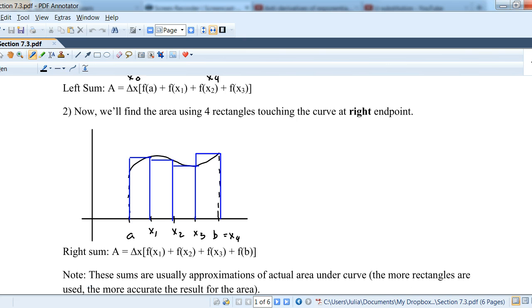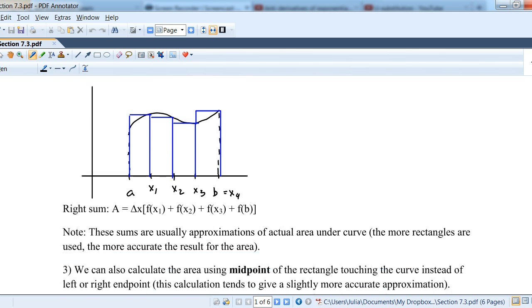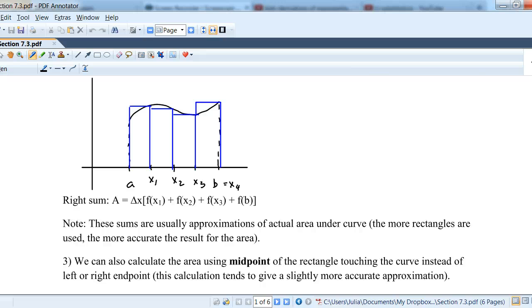So these sums are usually approximations. It just depends on the curve whether it's over approximated or under approximated. You notice with the rectangles, some of them come outside the curve, so they over approximate. Some come under the curve, so they under approximate. That's why using 4 rectangles, it's going to be a very crude approximation. You want more of them. In fact, the integral uses infinitely many of them, so you get a really good approximation in that case. Or I think the limit as n goes to infinity.